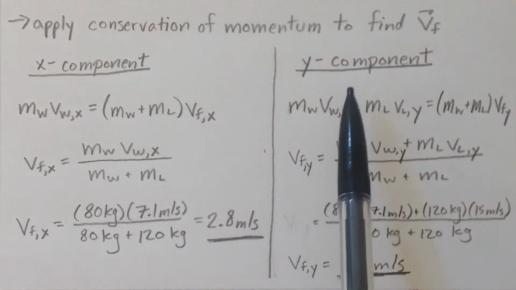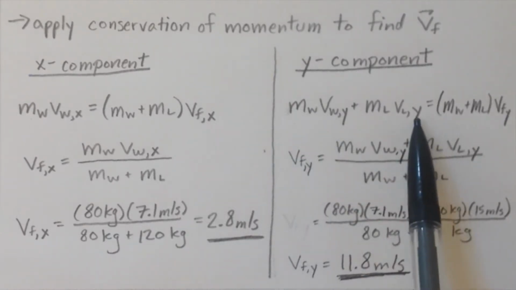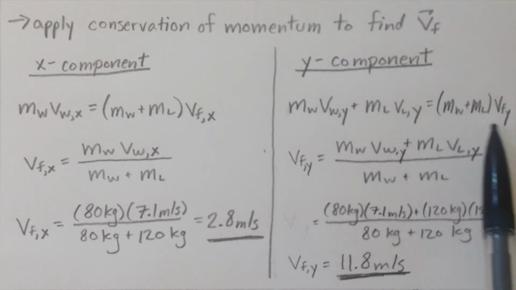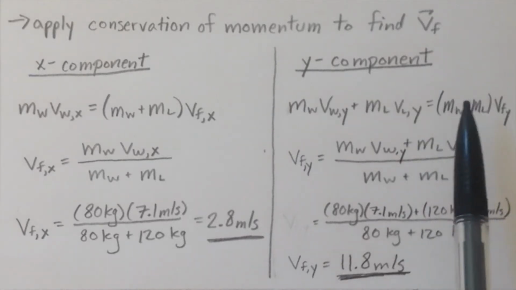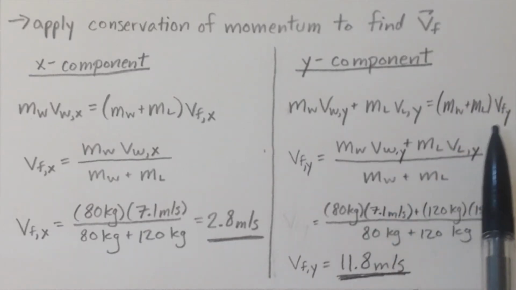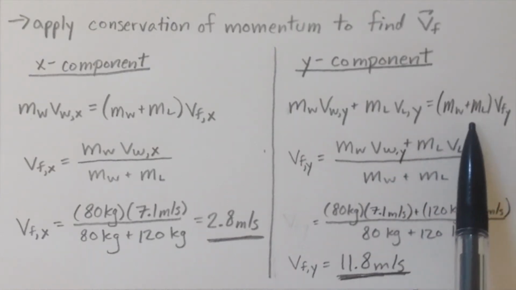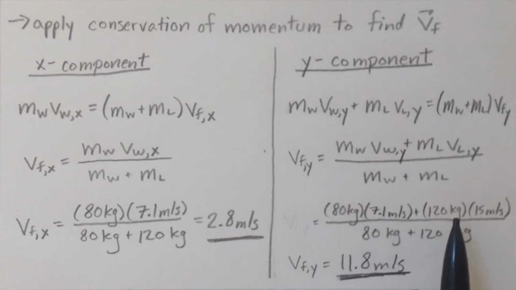We do the same thing for the y component. On the left-hand side, we have the y component of the initial momentum, and on the right-hand side, we have the y component of the momentum of the warthog and lion entanglement. To solve for the y component of the velocity, we divide both sides by the mass of the warthog plus the mass of the lion, substitute in the values found in the problem statement and in part A, and evaluate to find that the y component of the velocity of the entangled warthog and lion is 11.8 meters per second.